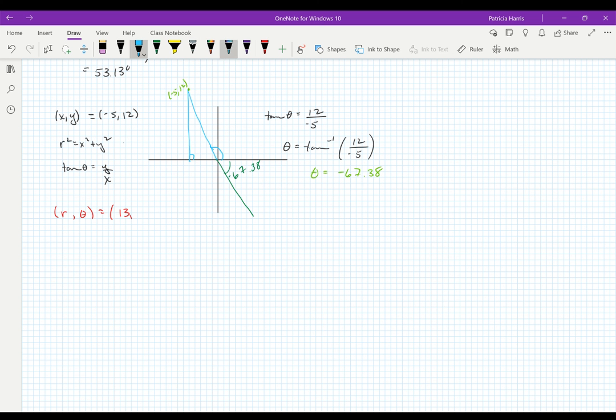I think I'm going to add 180, because I want to make that straight line. So I get 112.62. Now I have my theta. It is in the appropriate quadrant, which is quadrant 2, and I am done.